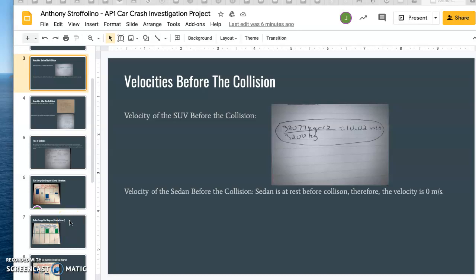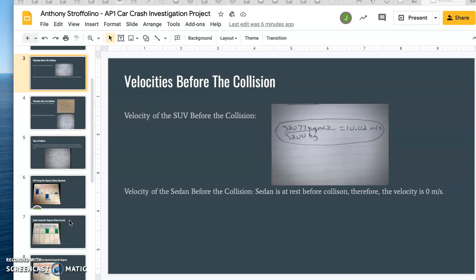Okay, so to find the velocity of the SUV before the collision, you needed to solve for momentum. You have to solve for momentum by adding m1 times v1 plus m2 times v2 after the collision, which got you 32,077 kilograms meters per second. So to find the velocity of the SUV before the collision, you know that the momentum has to be conserved since it's a collision.